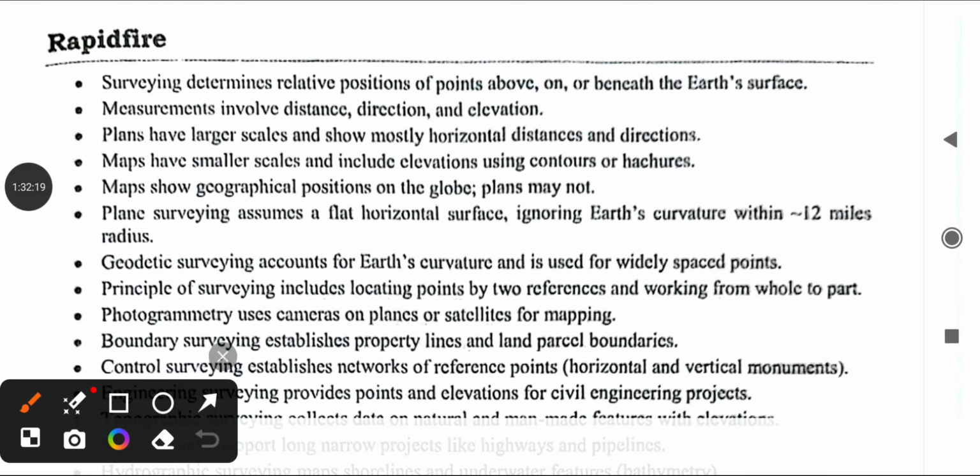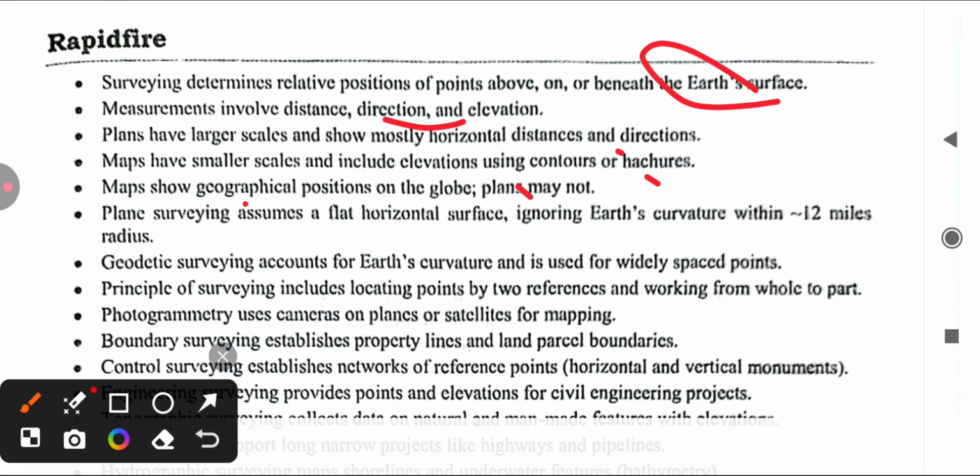Rapid fire round. Surveying determines the relative position of points above, on or beneath the earth's surface. Measurements involve distance, direction and elevation, DDE. Plans have large scale and show mostly horizontal distance and direction. Maps have smaller scales and include elevation using contours or hachures. Maps show geographical position on the globe.